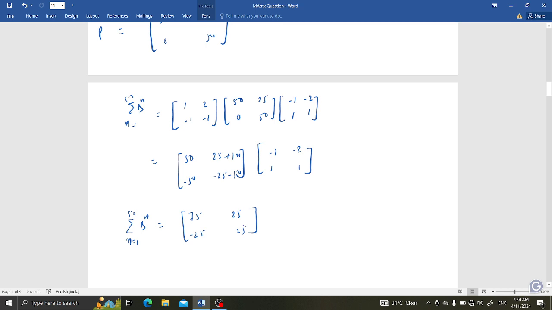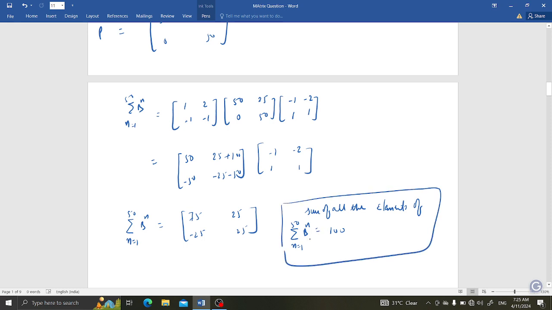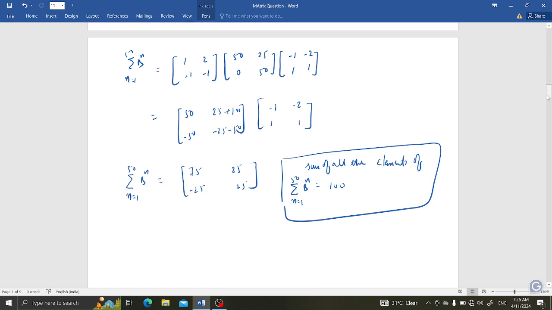If I do sum 25, 25, 50, or we can say it is actually 100. Sum of all the elements of summation n equal to 1 to 50, B raised to power n is 100. I hope you understand this question. If you have any doubt, then you can put comments. Okay, move on to the next question.